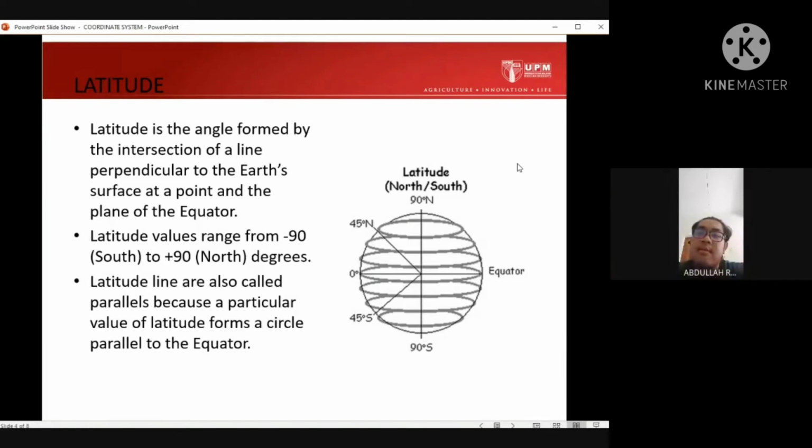Latitude is the angle formed by the intersection of a line perpendicular to the Earth's surface at a point and the plane of the equator. The latitude values range from negative 90 south to 90 north degrees. Latitude lines are also called parallels because a particular value of latitude forms a circle parallel to the equator.